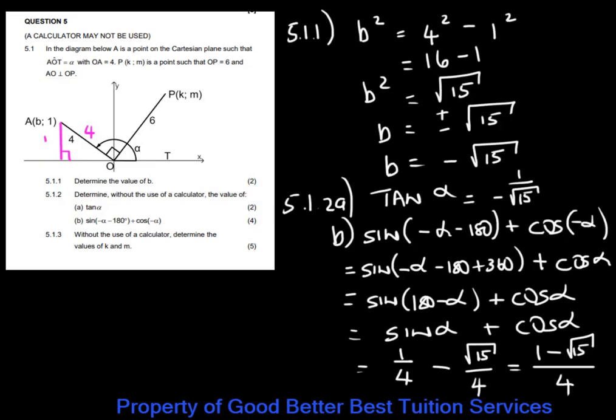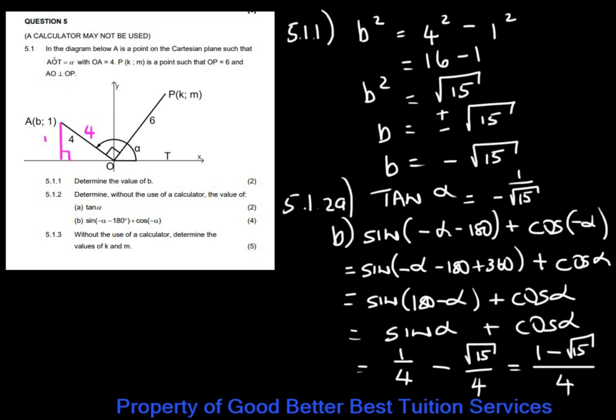The purpose of this video is to help you to prepare for the trig section of your exam paper. The paper that we are going to be working through is the South Peninsula High School November 2023 paper. Let's look at 5.1.1. Here they ask us to determine the value of b.